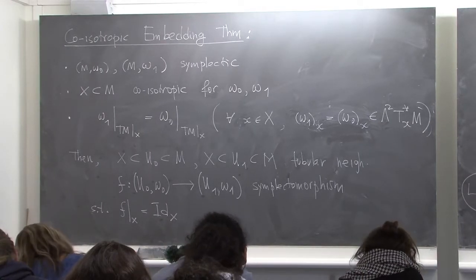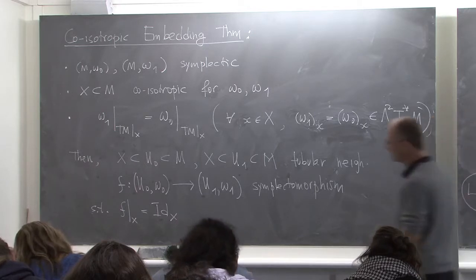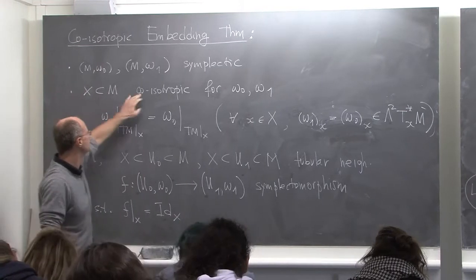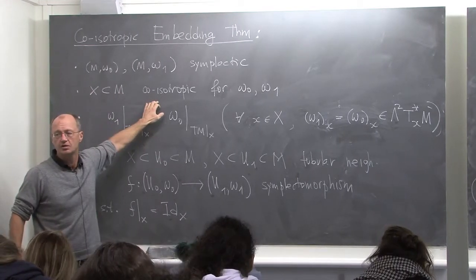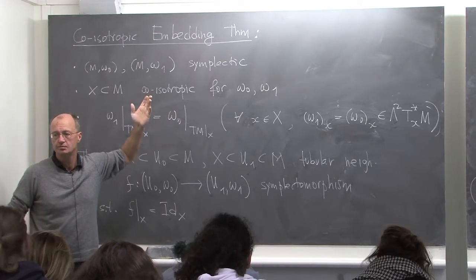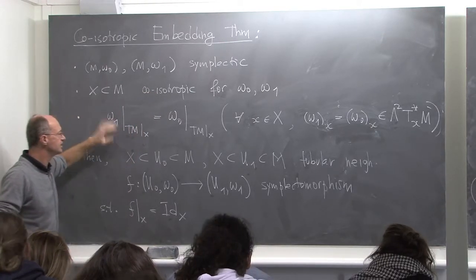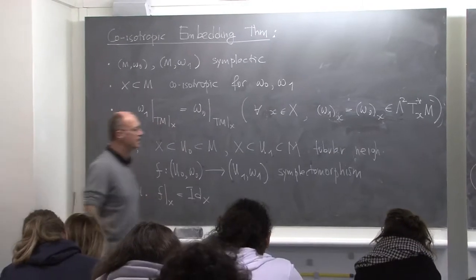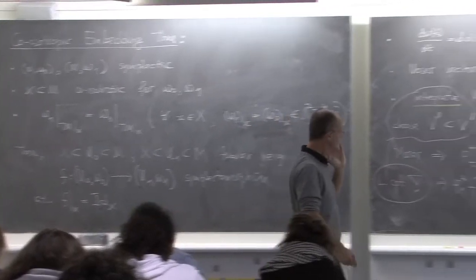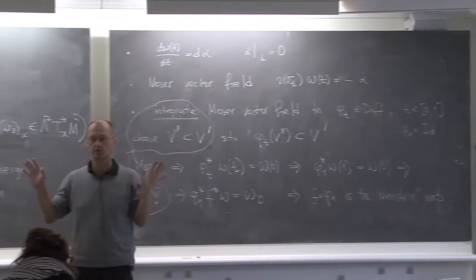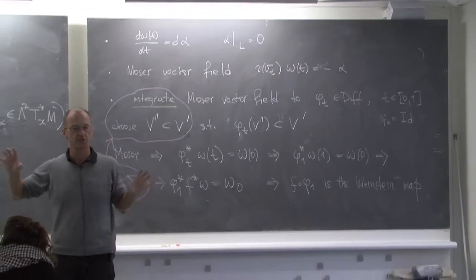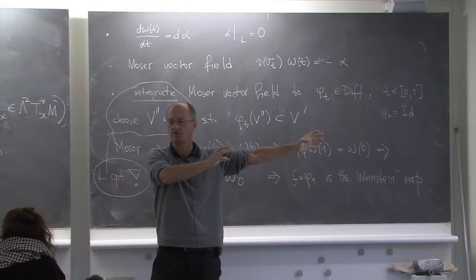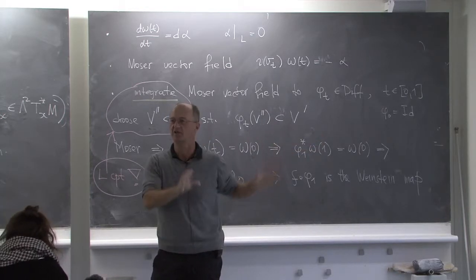Let me make one comment. This theorem is in one way more complicated than the previous one, because now we say that the submanifold is quasi-tropic. It's more general than Lagrangian. But on the other hand, it's in some sense easier, because I was comparing my neighborhood of a Lagrangian submanifold to some other standard manifold, this T star L, and the neighborhood there.